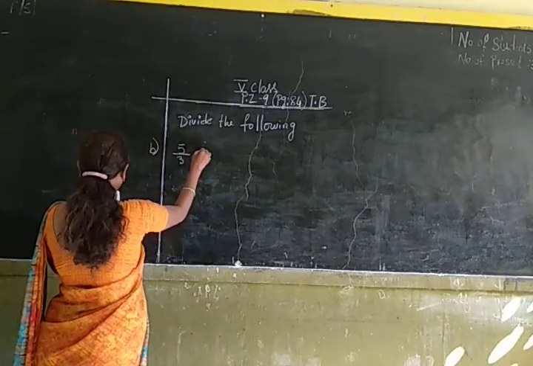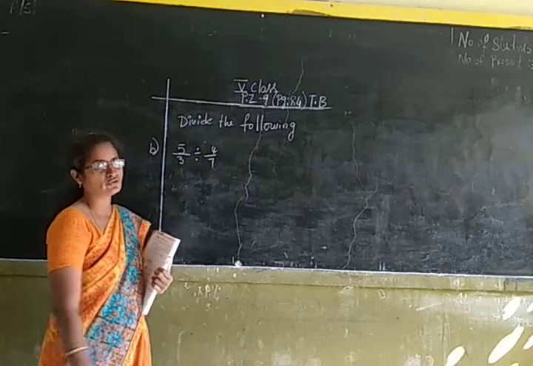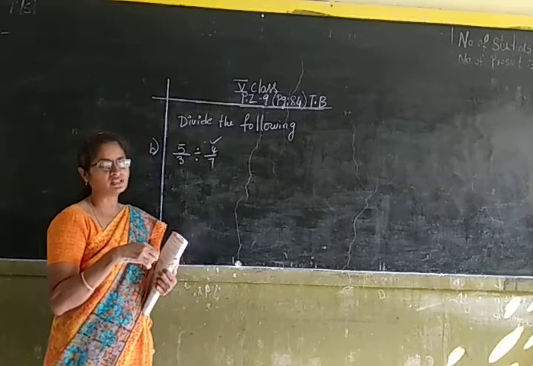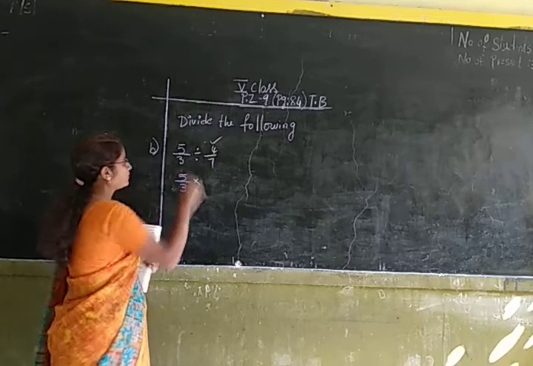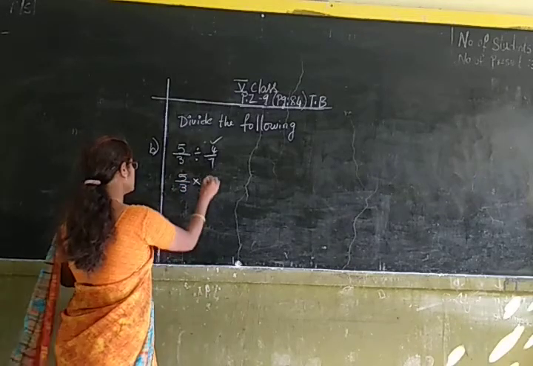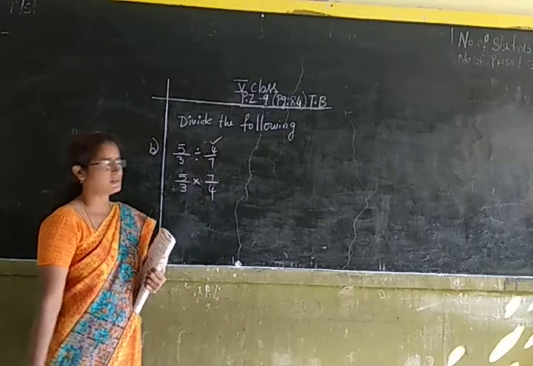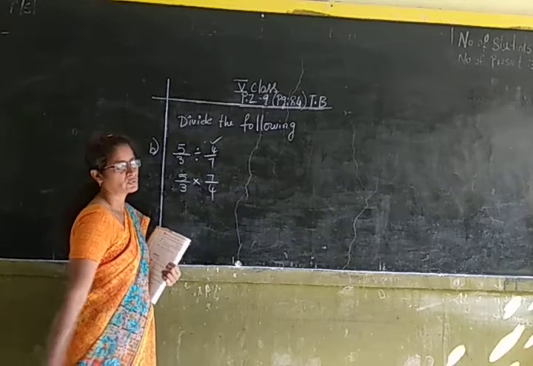5 by 3 divided by 4 by 7. So first what you have to do? You have to write down the reciprocal of the second fraction and then multiply it with the first fraction. 5 by 3 into the reciprocal of 4 by 7, which is 7 by 4. After writing the reciprocal, you have to multiply both the fractions.